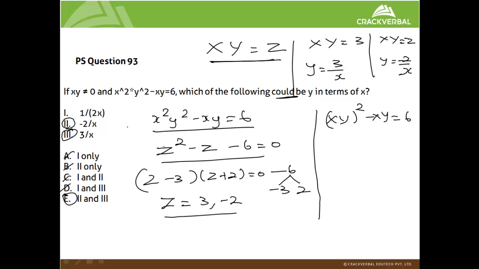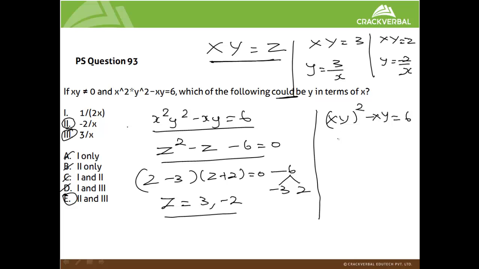Be smart here. Don't substitute all the three statements, 1, 2 and 3. Just try to substitute whichever is easier for you. Probably we substitute the third statement. If the third statement is true, we can eliminate all the other answer choices except D and E, right? So let's try to do this.